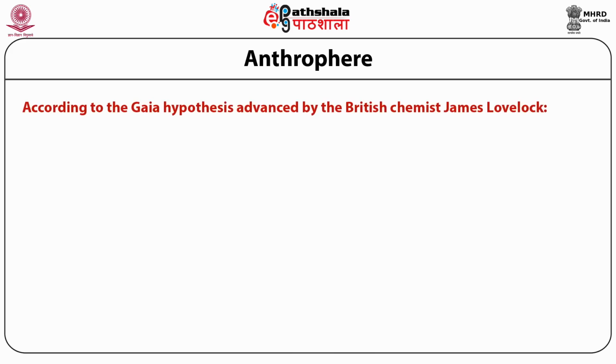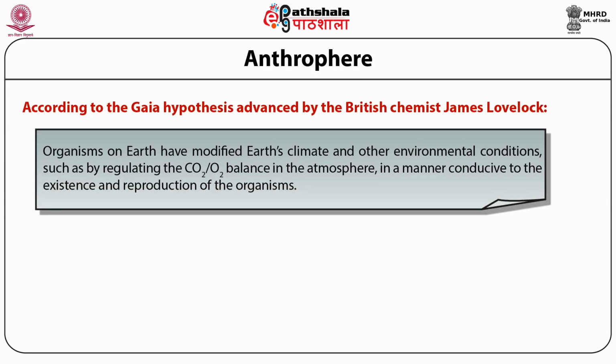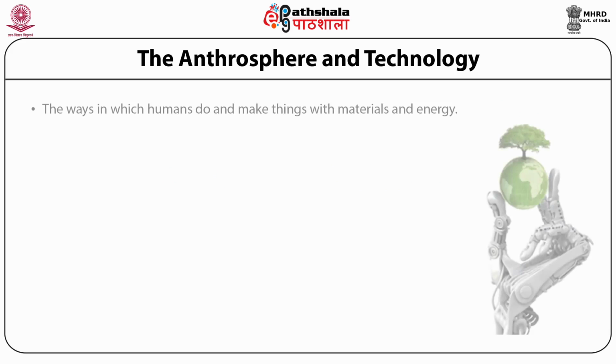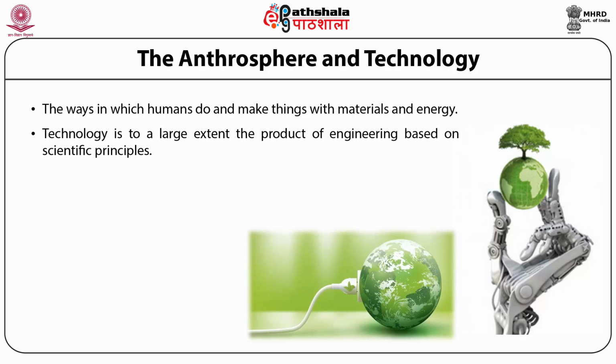Anthrosphere. According to the Gaia hypothesis advanced by the British chemist James Lovelock, organisms on Earth have modified Earth's climate and other environmental conditions, such as by regulating the CO2 and O2 balance in the atmosphere, in a manner conducive to the existence and reproduction of organisms. Then what is the relationship with atmosphere and technology? The ways in which humans do and make things with materials and energy. This technology is to a large extent the product of engineering based on scientific principles.